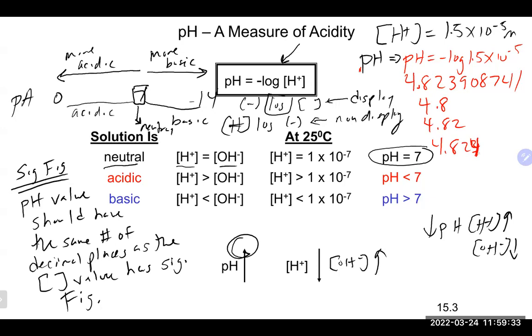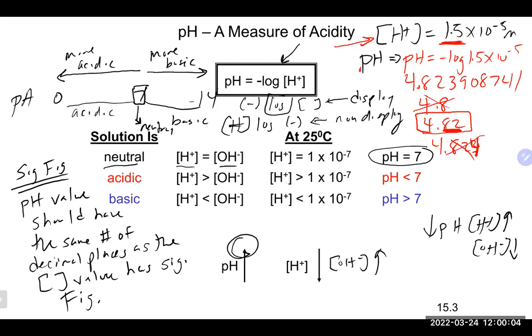So the rule is the number of significant figures in the concentration, which is this one. So let's start there. How many significant figures are in that number? It is 2. When you have a number in scientific notation, all the numbers before the times 10 part are significant. That is how many decimal places your pH should have, which means it should be this one. 2 significant figures gives me 2 decimal places, not 2 sig figs. So that is the rule.